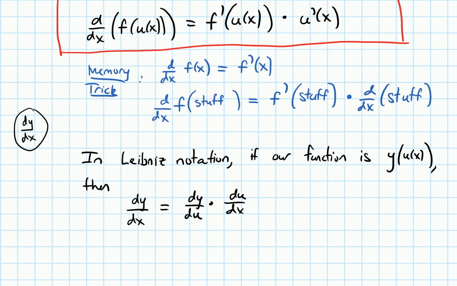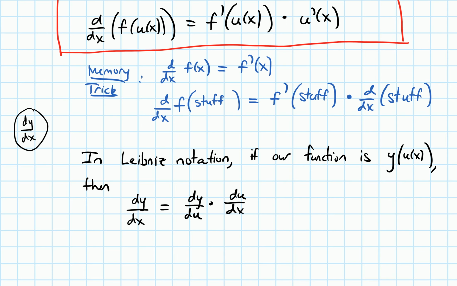Of course, they don't literally cancel because these things aren't literally fractions. dy du is not an actual fraction. It's just a notation for a derivative. Same thing with du dx. It's not an actual fraction. We just notate the derivative in this way. But nonetheless, that's a good memory trick for remembering this form. The du sort of cancel, not actually, but we can visualize it in that way. And we're left with the dy dx, which is the same thing that we have on the left-hand side.